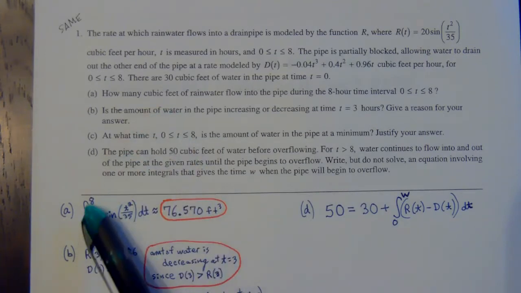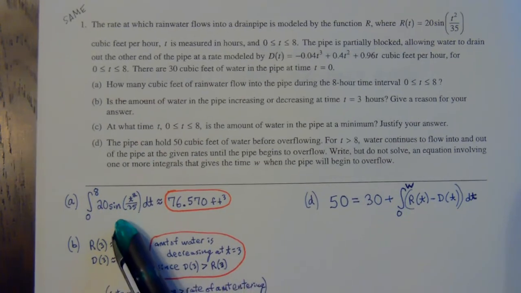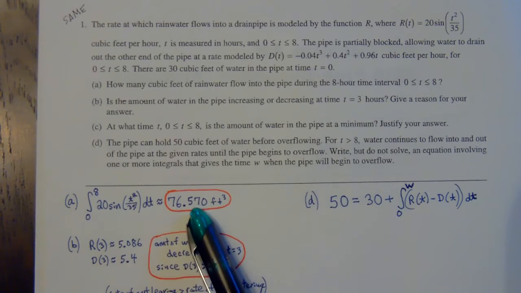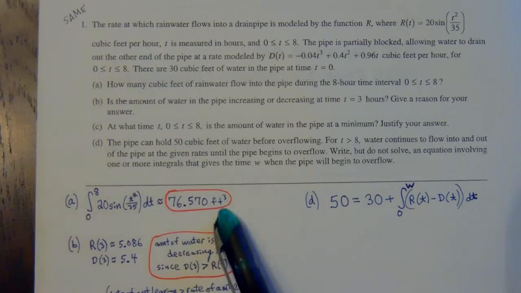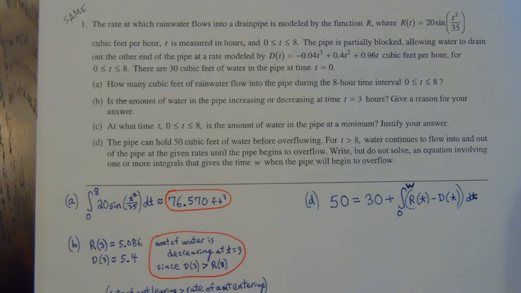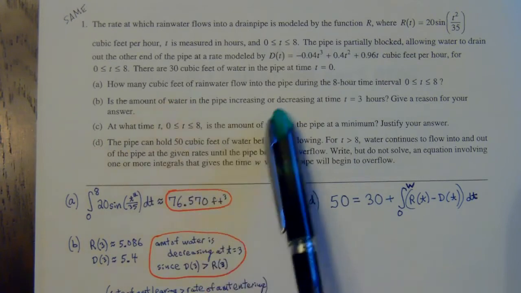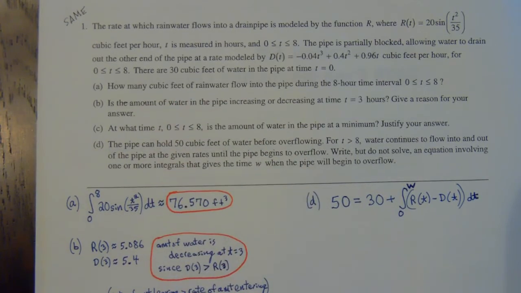So when you integrate between 0 and 8 of that R of T, mathing that thing, it'll get you that answer right there. And then when that's cubic feet per hour, that's the rate. When you integrate that, that's just going to give you cubic feet, how much rainwater, and it says how many cubic feet there. So we know that's our answer there.